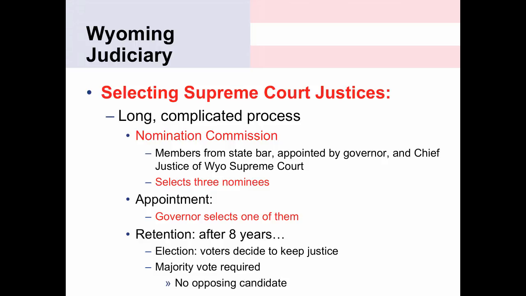There is no opposing candidate, however, which means these justices run unopposed. There's only their name on the ballot, and people only say, should you retain or not retain the Supreme Court justice. If a Supreme Court justice gets a majority of the vote, then they remain as a Supreme Court justice. If a majority of people say that they choose not to retain that Supreme Court justice, the justice steps down and the whole process starts over. They start again with the nomination commission.